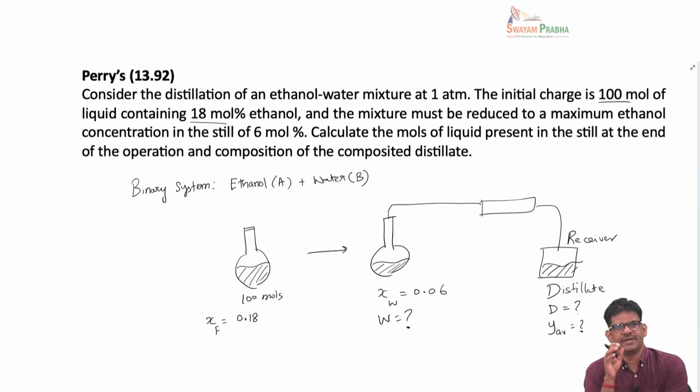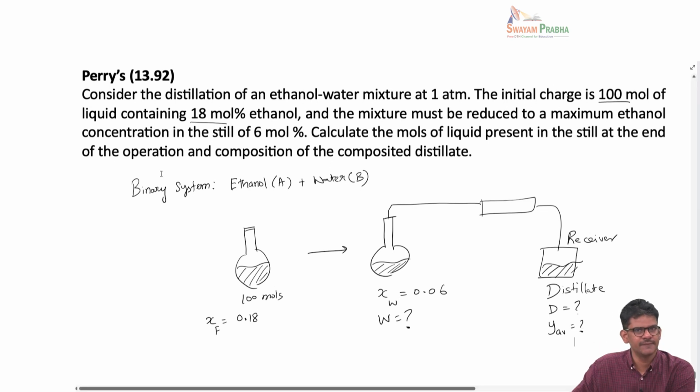This problem is a very straightforward problem in the sense that the initial and final liquid compositions are given. The initial feed is also given. Okay, so we should be able to get the number of moles of residue from direct application of Rayleigh's equation. I did not say that relative volatility is constant.